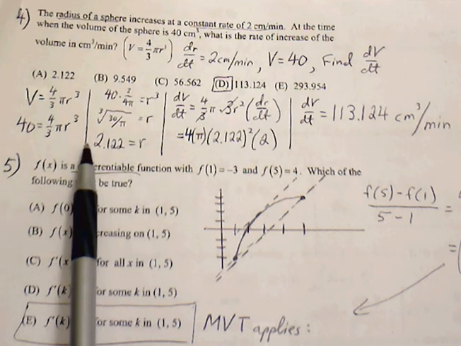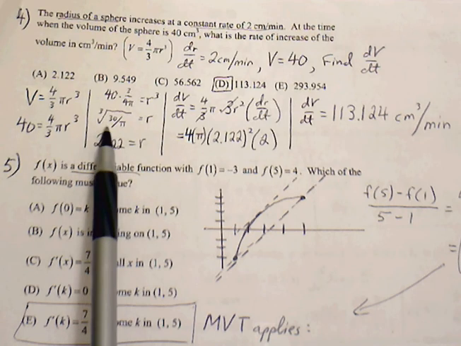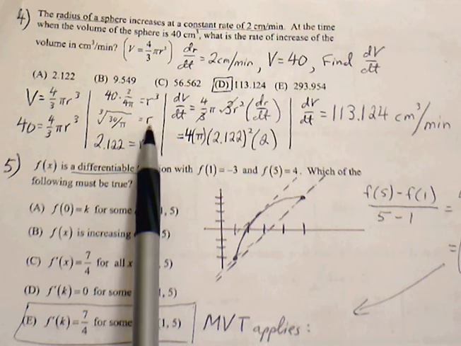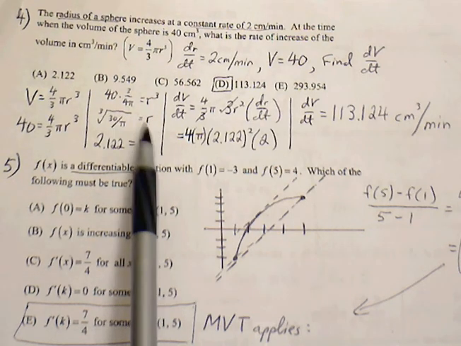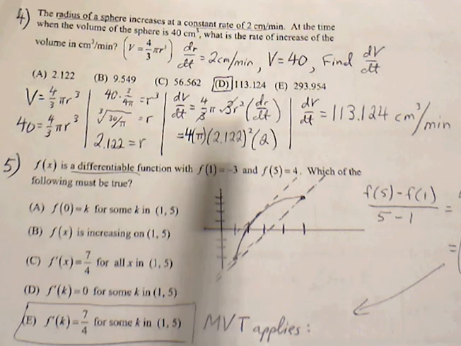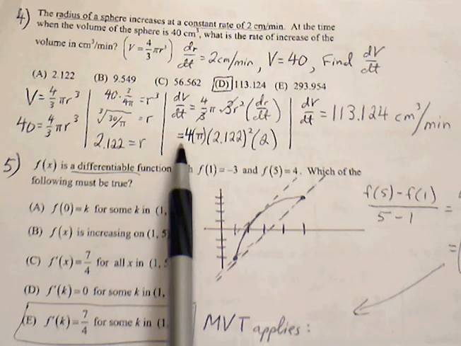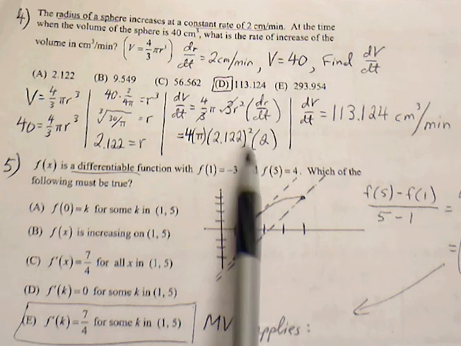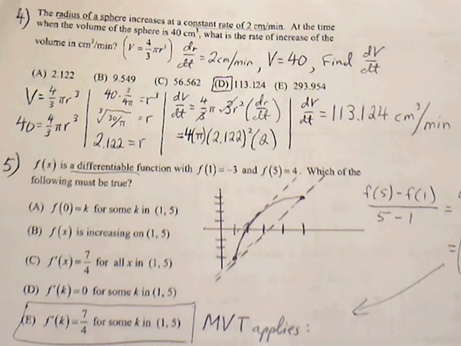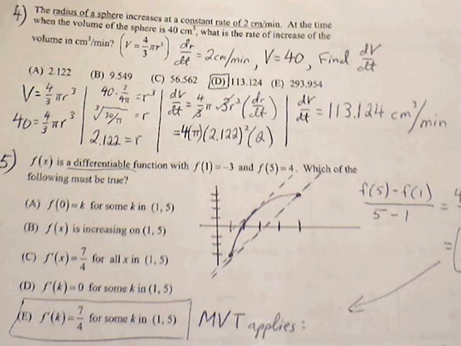The 4's cancel out. It becomes 30 over pi. To get r by itself, I take the cube root of both sides. So r is equal to 2.122. Okay, so I have my value for the radius. So now 4 pi r squared times 2. Multiply all this in your calculator. You're going to get 113.124 cubic centimeters per minute.